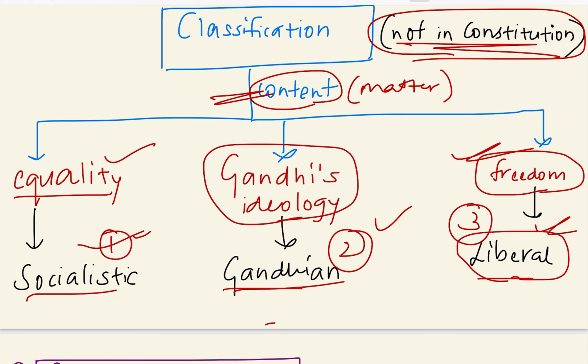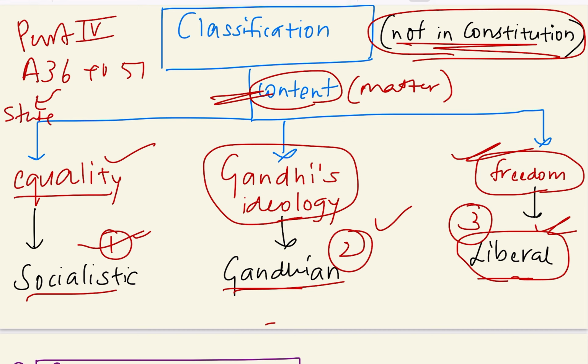One more thing we must know is DPSP is mentioned in Part 4 of our constitution, and it is from articles 36 to 51. Already we studied Article 36. It gives the definition of state. Article 37 provides for the characteristics of DPSP. And now we must study all the DPSPs from Article 38 to 51.